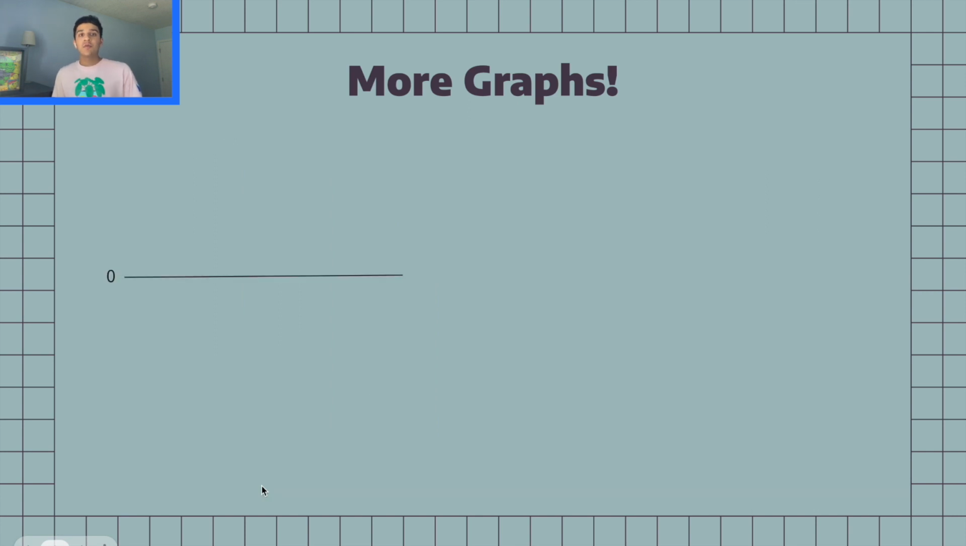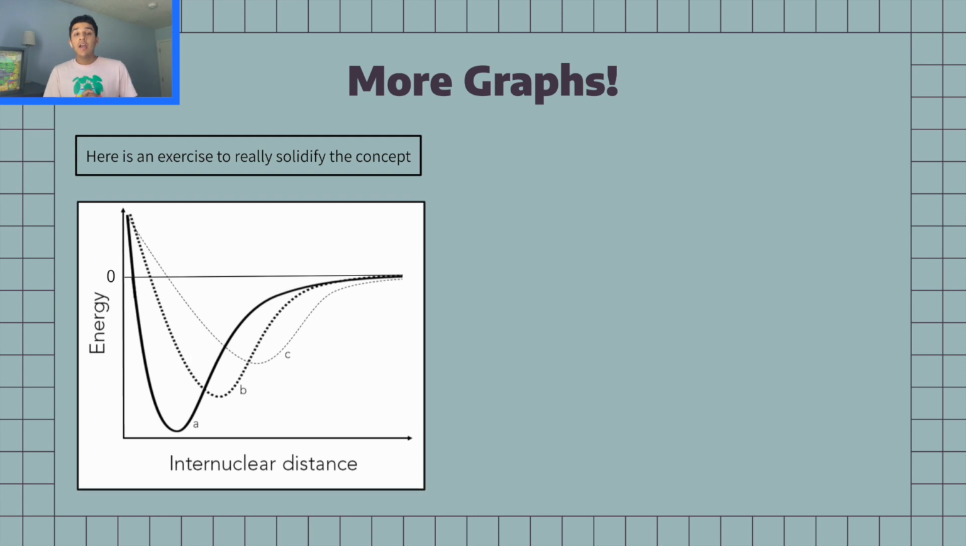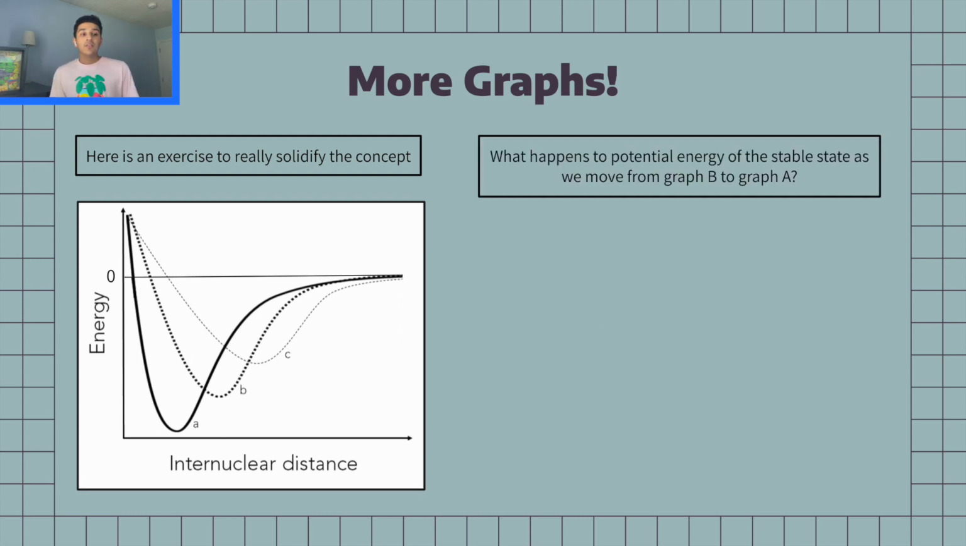Now, I would like to do some questions with you guys to really drive home this concept. So here we have a graph, and I have some questions relating to the graph. All right. So the first question is, what happens to potential energy of the stable state as we move from graph B to graph A? Now, as we just talked about, the stable state is the lowest point on the graph. So what the question is really saying is, what happens to the potential energy as you move from point B here to point A here on each of the graphs? Now I'll give you guys some time to answer.